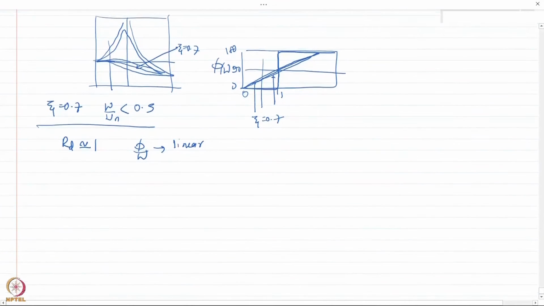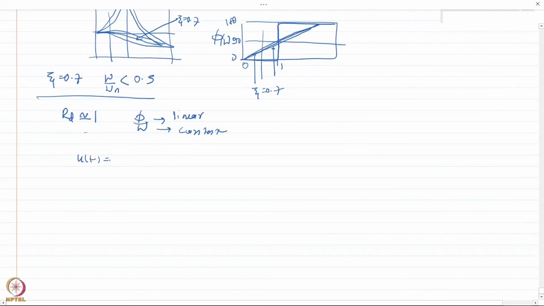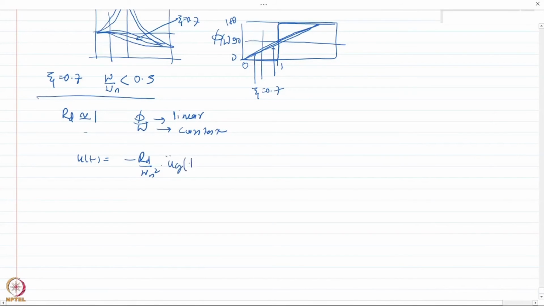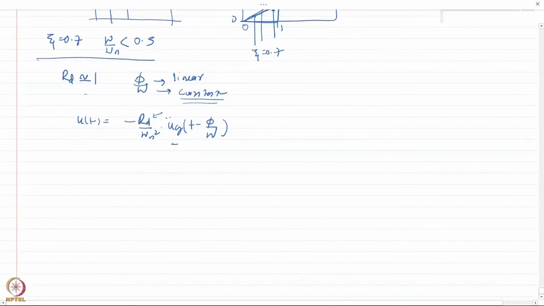So if that is the case, then what will happen? This would be another constant and this would be 1. So for all values of displacement, if you remember the expression here, let me write this like this. If phi by omega is linear, then phi by omega would be a constant, and RD is equal to 1. So whatever the support excitation is, that is the displacement that is measured.